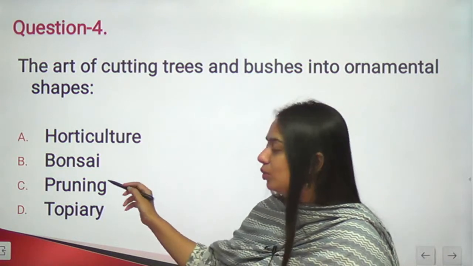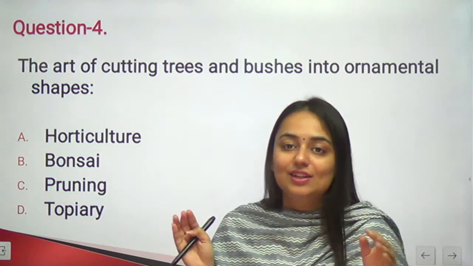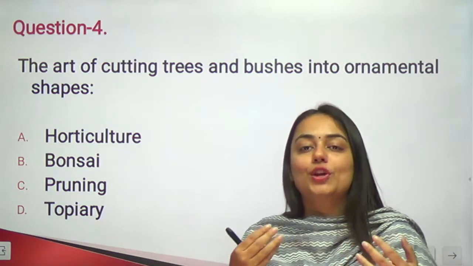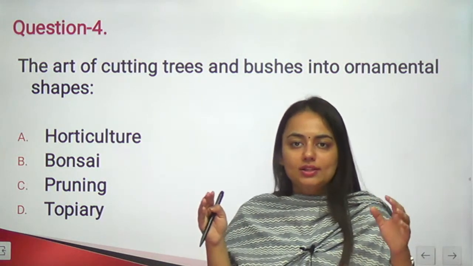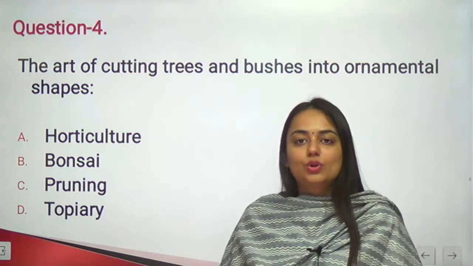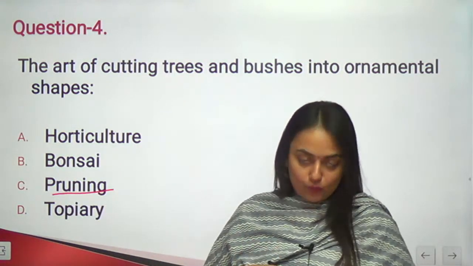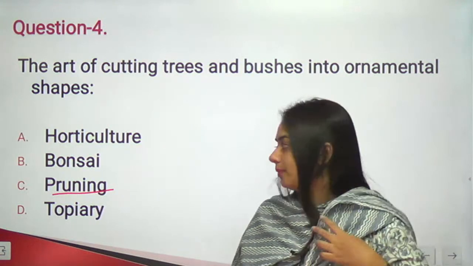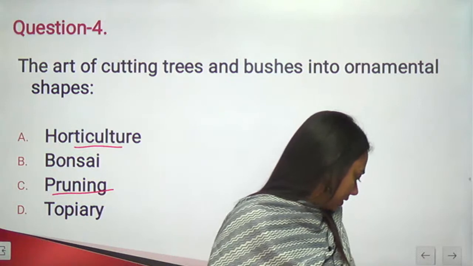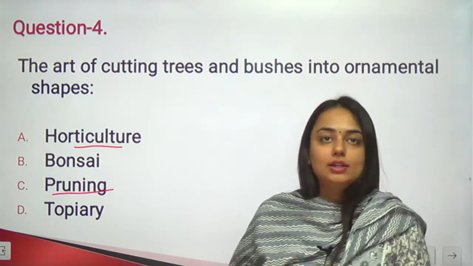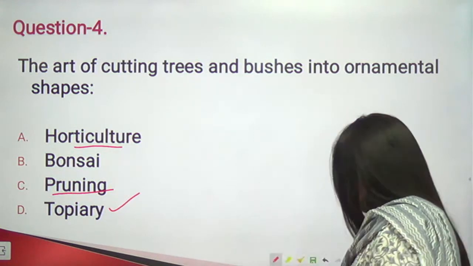For example, pruning is the cutting of the trees, but not necessarily in an ornamental style, in a showy, decorative way. Simple cutting of all the extra things, extra leaves if you want to cut them out, is known as pruning. Horticulture, we all know what horticulture is. Let us see. Very good, Krishna. Yes, the answer is topiary. It should be topiary.